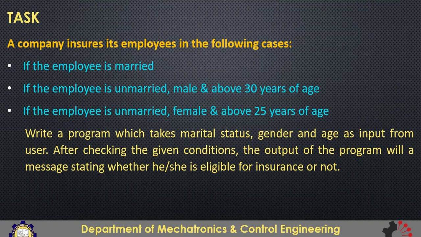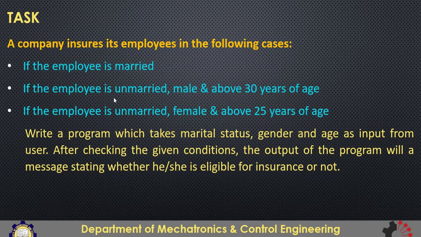Now I will move to the next task which is shown over here, and it says that a company insures its employees in the following cases. The first is that if employee is married, he or she will get insurance. The second is if the employee is unmarried and he is male and his age is above 30 years, then he is eligible for the insurance. In third case, the employee is unmarried, she is female and her age is greater than 25, then she is eligible for the insurance. And in any other case, the employee is not eligible for the insurance.